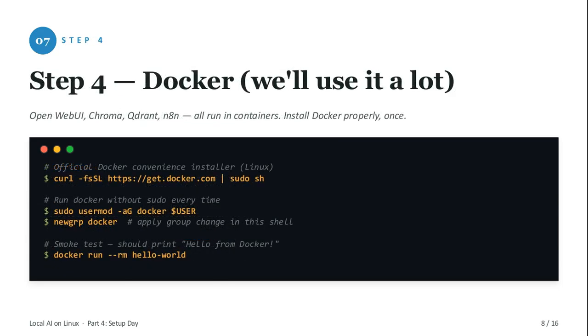With the GPU verified, we move 1 layer up: Docker. Almost everything we run in this series, from OpenWebUI to Chroma, Qdrant, and n8n, lives in a container, so we want Docker installed cleanly once and then forgotten about. The convenience script handles Linux in 1 line. Then we add ourselves to the Docker group so we're not typing sudo for every command, and finish with hello-world as a smoke test. If that prints its greeting, the daemon's alive and we're done here.